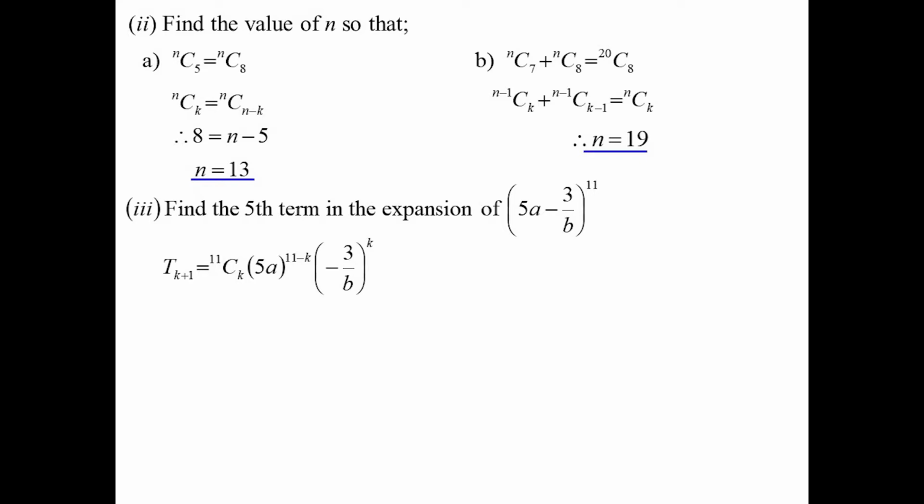So when k equals 0, I just find it a bit silly saying the 0th term. So that's the only reason I go k plus 1. So I can say, oh, well, when k equals 0, I've got the first term.